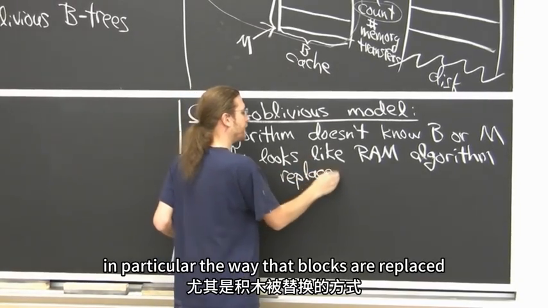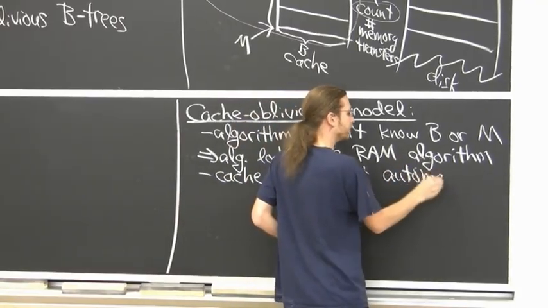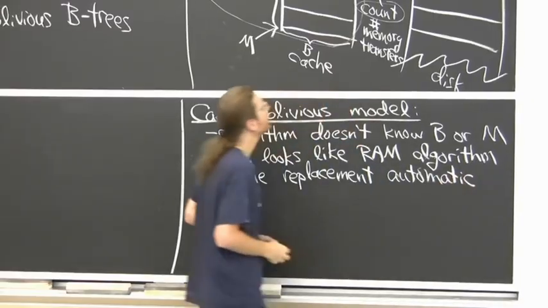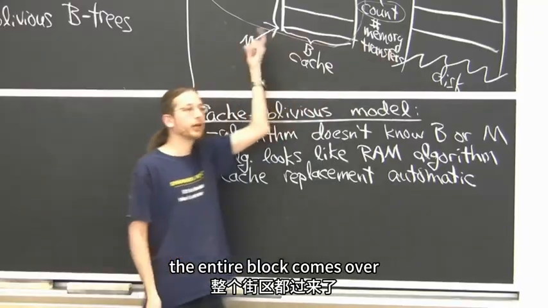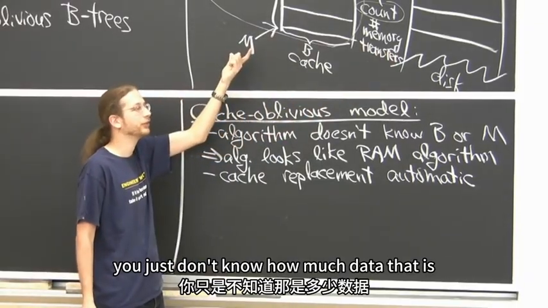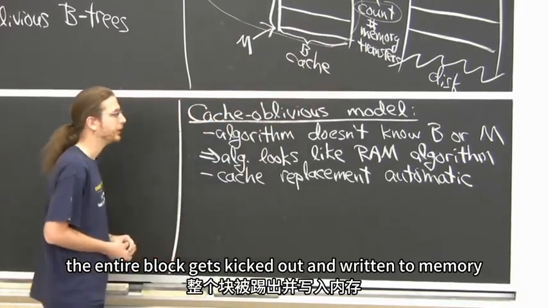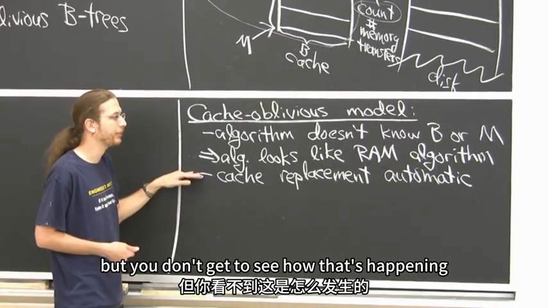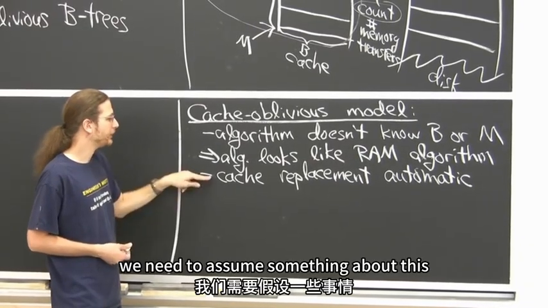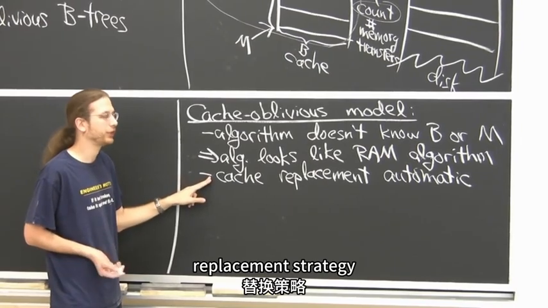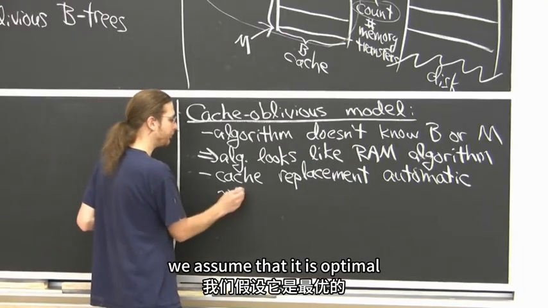In particular, the way that blocks are replaced becomes automatic. So the assumption is when you read a word from memory, the entire block comes over. You just don't know how much data that is. And when something gets kicked out, the entire block gets kicked out and written to memory. But you don't get to see how that's happening because you don't know anything about B or M. We need to assume something about this replacement strategy. And in the cache oblivious model, we assume that it is optimal.